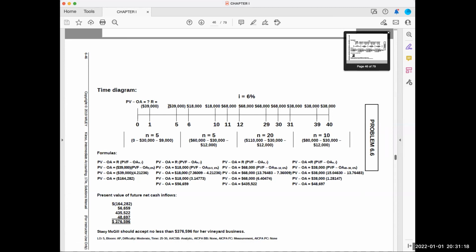So they're going to have negative 39,000 for the first 5 years. Then they have negative 18,000 for the next, years 6 through 10. And then 11 through, the numbers are changing. So again, we're both getting to the same amount, but we just did it a little bit differently. So again, whatever is easiest for you. Okay, so let's go back over here.